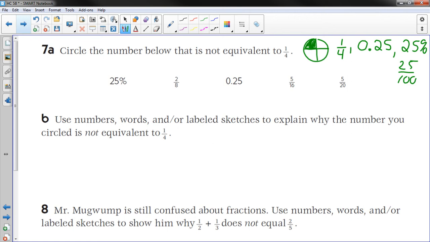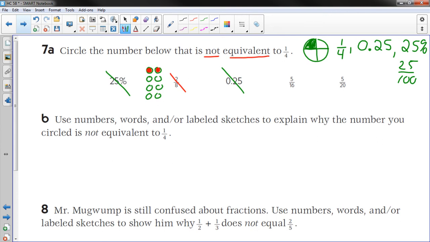Well, hey, look at that. I know it's 25%. I'm going to cross that out. I know that it's this. I'm going to cross that out. Now I'm left with 3 fractions. 2/8. If I did 2/8, I'd have 8 things. And 2 of the 8 might look like that. And that would represent 1/4 of all of them. So that's not my answer because I have to find the one that's not equivalent.